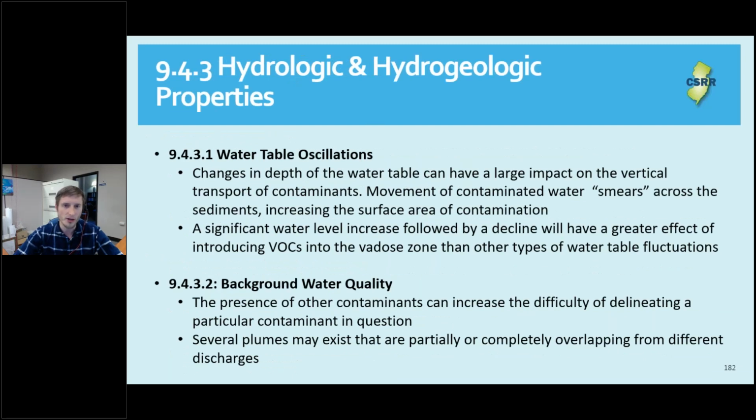We also have hydrologic and hydrogeologic properties. One major thing to consider is water table oscillations, which are changes in the depth of the water table, and those can have a large impact on the vertical transport of contaminants. The movement of the contaminated water smears across the sediments, increasing the surface area of the contamination. So if anyone has done a soil boring at a gas station, they have probably seen that smear zone in the soil boring. A significant water level increase followed by decline will have a greater effect in introducing VOCs into the vadose zone than other types of water table fluctuations. So it is probably not a good idea to conduct a soil gas survey after a major hurricane.